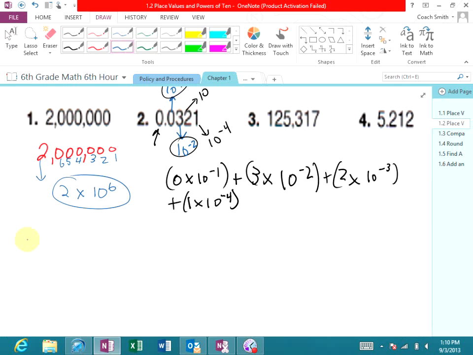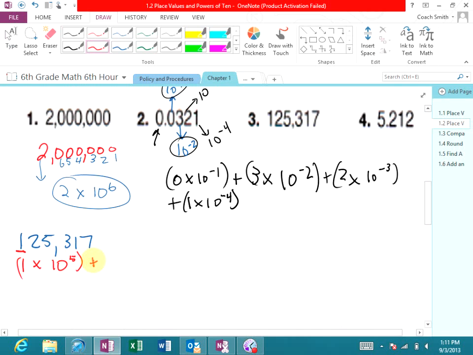125,317. I'm going to write it down here so I got more room to work on it. All right, now, the first place value right here, what is that place value? Nick? 100,000. Okay. 100,000 has how many zeros? 5 zeros. So I'm going to take and put 1 times 10 to the what power? Brittany? 5th power. So it's 10 to the 5th power.